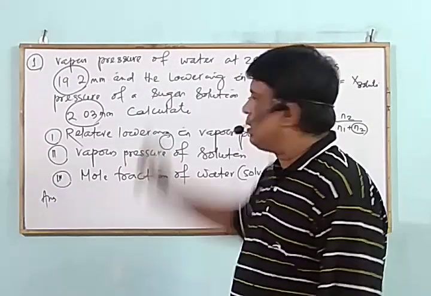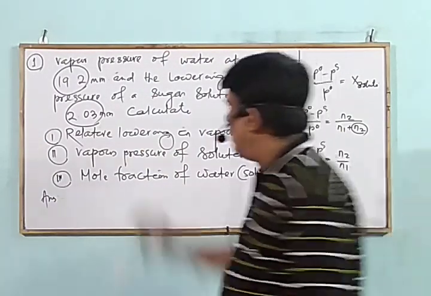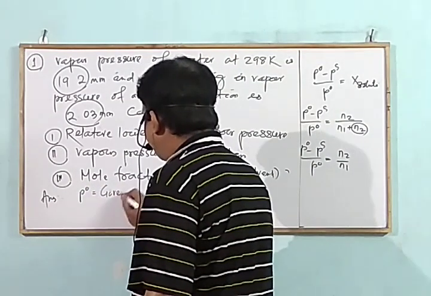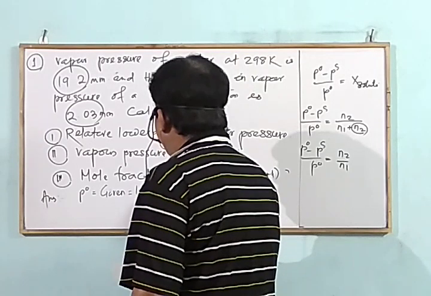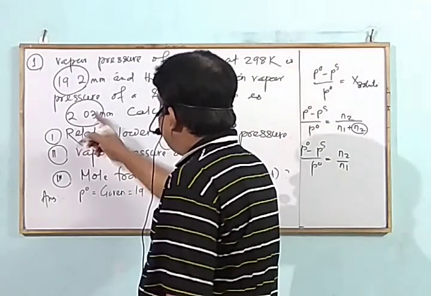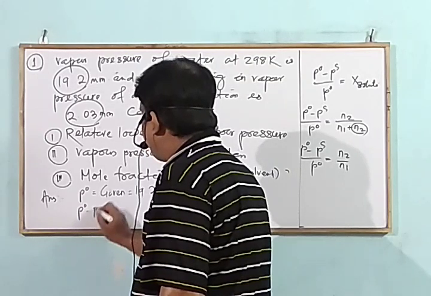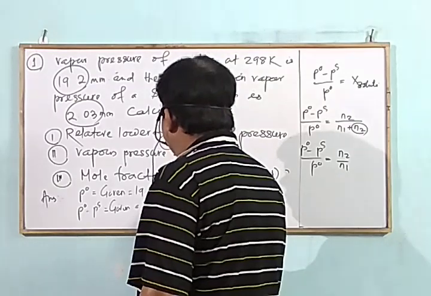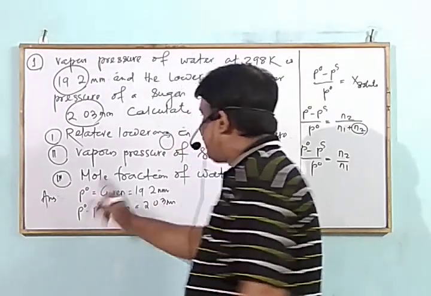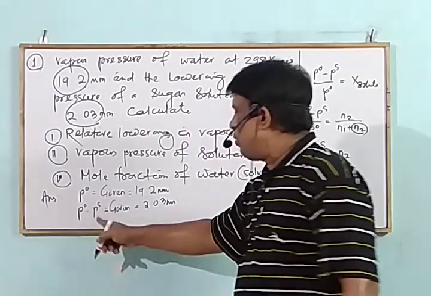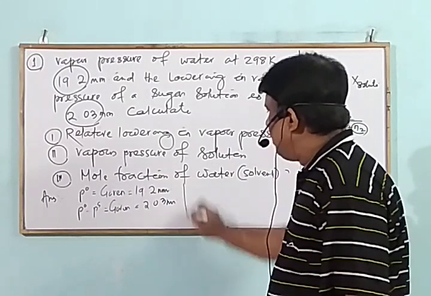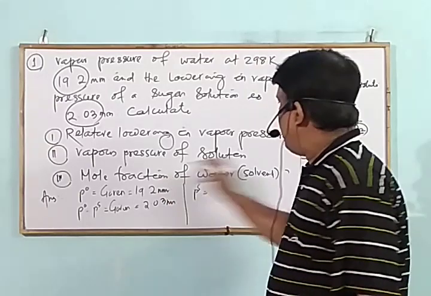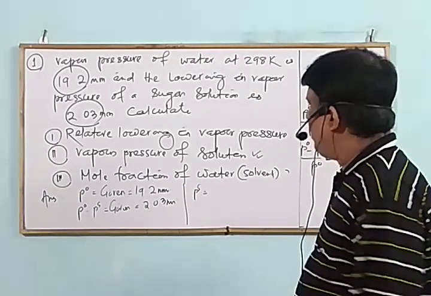Mark that. From the question, what are the data given? P naught is given, that is 19.2 mm. Lowering in vapor pressure, P naught minus PS, is given, that is 2.03 mm. If P naught is given and P naught minus PS is given, then one is able to calculate PS. PS means the vapor pressure of the solution can be calculated.